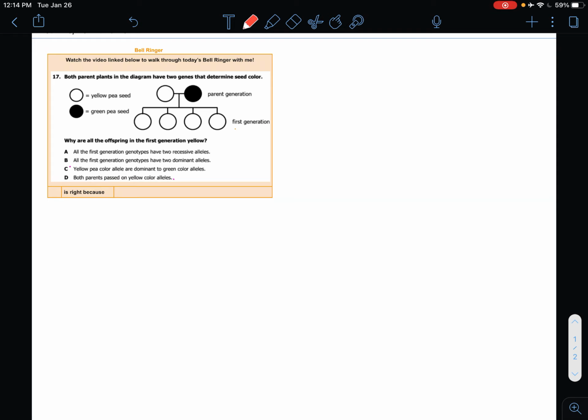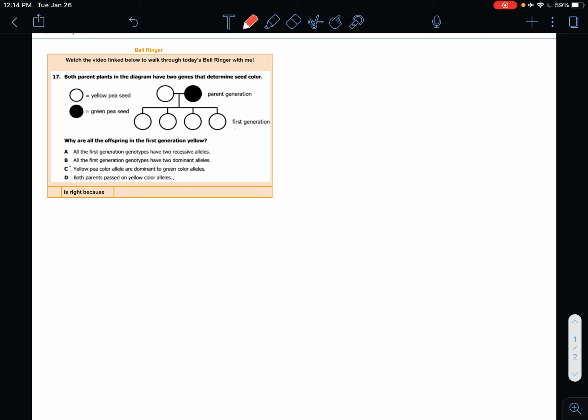All right, happy Thursday. We've got a really dope bell ringer today. This question is tricky, okay? Even I had to look at it a couple of times, but it's a really good question. Wish I wrote it myself, but alas, I did not. So let's dive into it, really break it down, shall we?